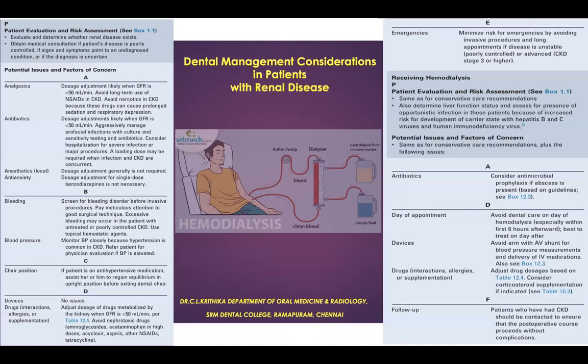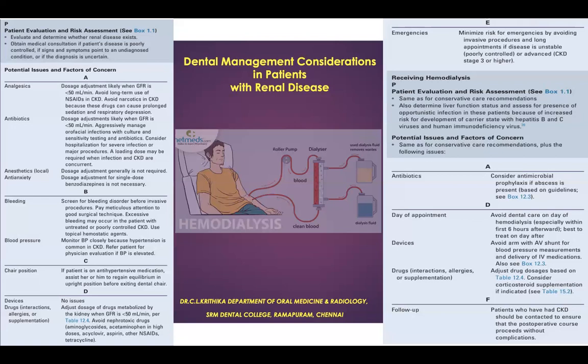For patients receiving hemodialysis, first patient evaluation and risk assessment has to be done, and it is the same as recommended for conservative care. Also, the liver function tests have to be done to assess the presence of opportunistic infections in these patients because of increased risk of development of the carrier state with hepatitis B and C viruses and human immunodeficiency virus. Potential issues and factors of concern are the same as for conservative care recommendations, plus the following issues.